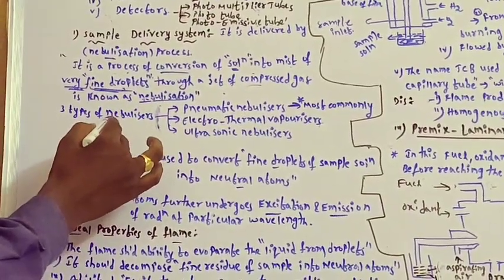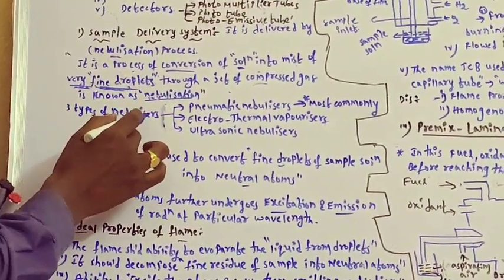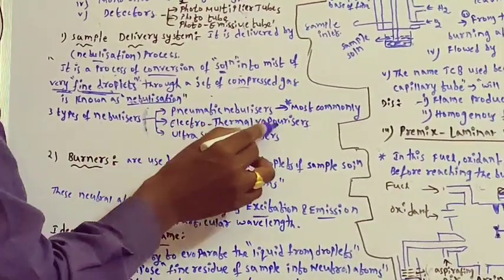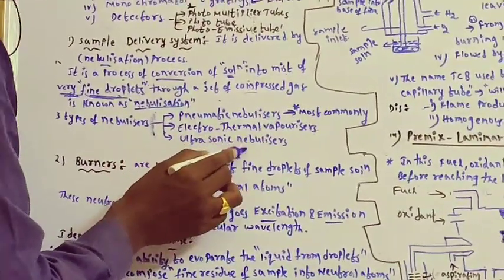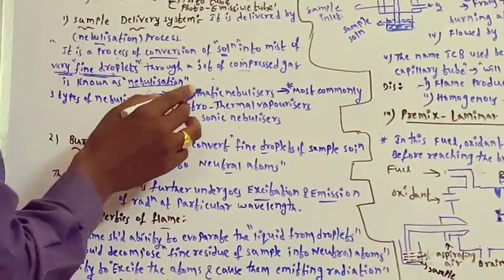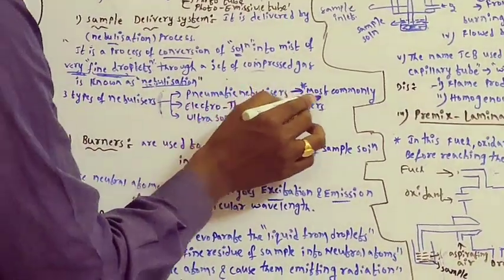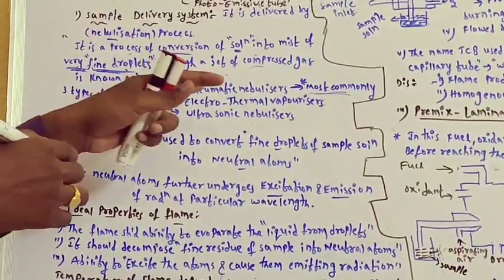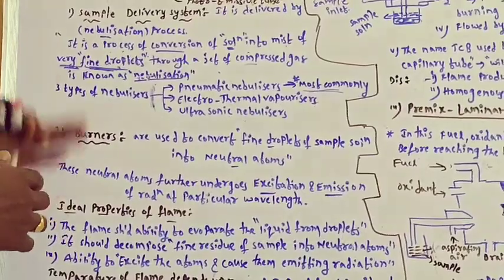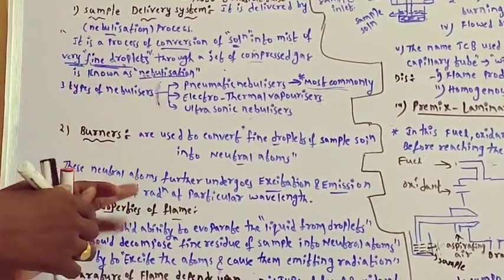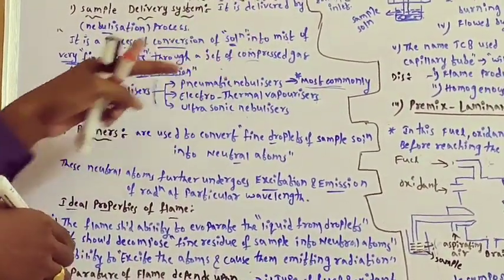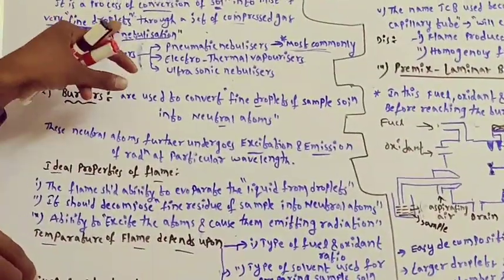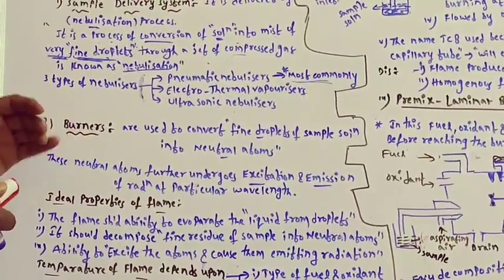Three types of nebulizers are available: pneumatic nebulizers, electrothermal vaporizers, and ultrasonic nebulizers. Among these, pneumatic nebulizers are the most commonly employed in flame photometers. This is about the sample delivery system. The solution is converted into a mist of very fine droplets. Keep that in mind. Then the next one is burners.